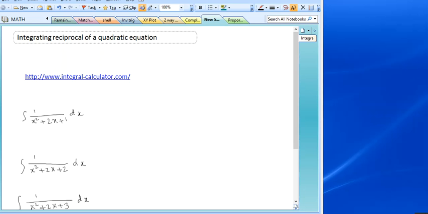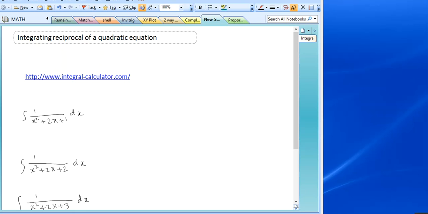Hi guys, today I want to introduce you to a problem which looks very simple but can have very different answers, and you need to be able to recognize which technique to use. So this is integrating the reciprocal of a quadratic equation.